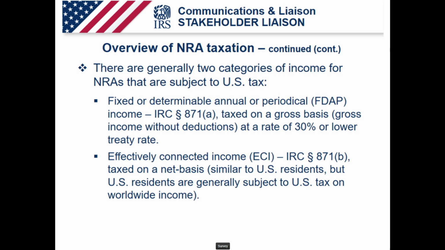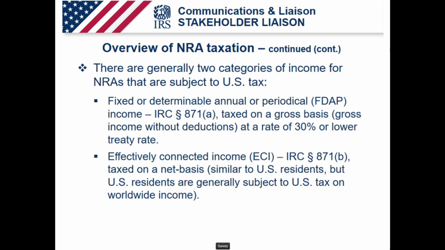For ECI, NRAs are taxed under IRC Section 871B at graduated tax rates on the net taxable income, just like a U.S. citizen or resident alien. When I refer to ECI, I'm referring to the wages paid as an employee while working in the U.S., income from a U.S. sole proprietorship, flow-through income from a partnership operating in the U.S., and so forth.